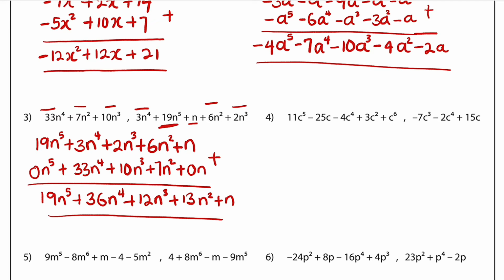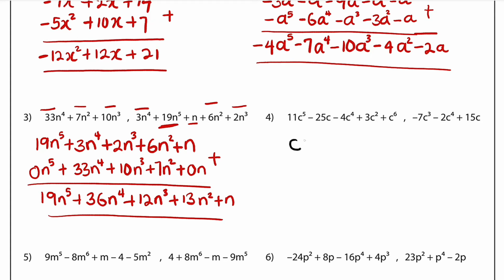Let's move on to question number 4. The first polynomial has a degree of 6, while the second polynomial has a degree of 4. So let's start with the first polynomial. And we have to arrange it in order. We have to start with the highest power.